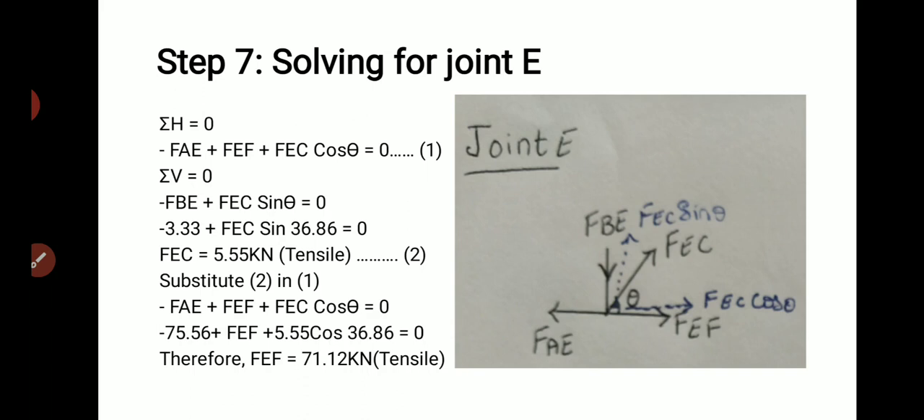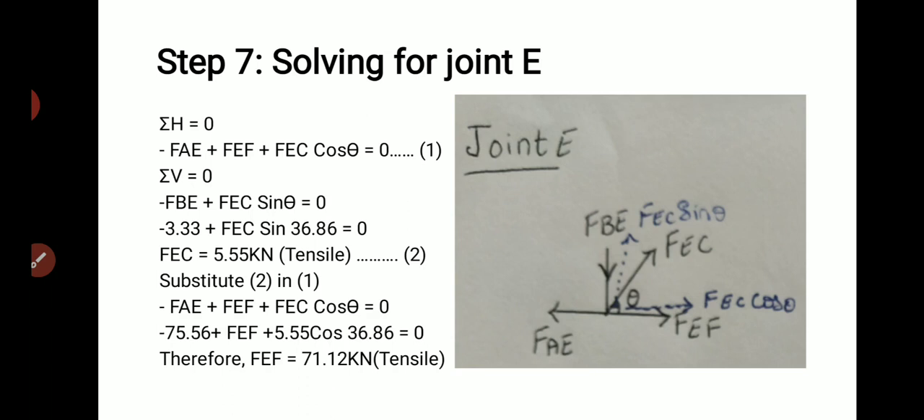So here, in case of joint E, the forces are FAE, FEF, FBE and FEC. Here I need to determine the value of theta. Theta remains the same as the previous theta which I have solved, that is 36.86 degrees itself. So coming on to the equilibrium condition, the first is sigma H, the horizontal forces, equal to 0. So I have the left side going force as FAE, so it is minus FAE plus FEF plus FEC cos theta equal to 0.